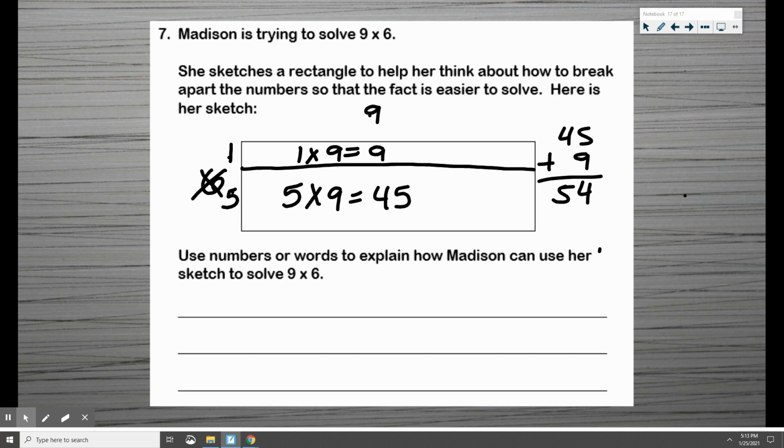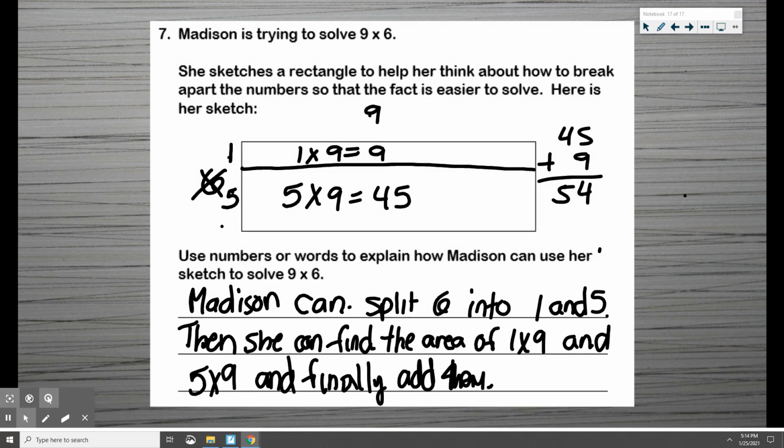Use numbers or words to explain how Madison can use her sketch to solve 9 times 6. So I drew my picture, but I also want to write my words. Madison can split 6 into 1 and 5. Then she can find the area of 1 times 9 and 5 times 9, and finally add them together. So splitting it can help us to solve the problem by using the area.